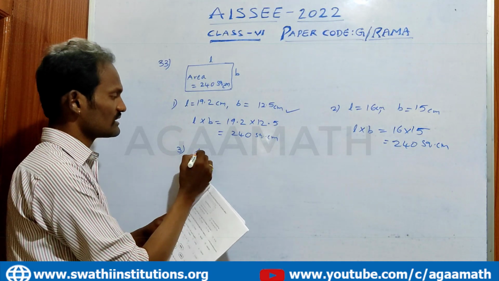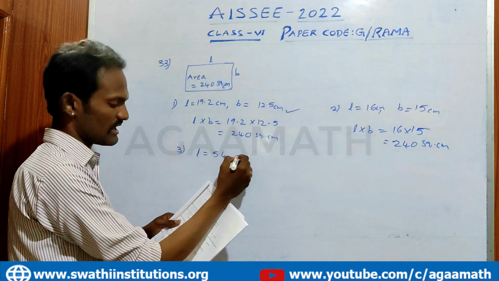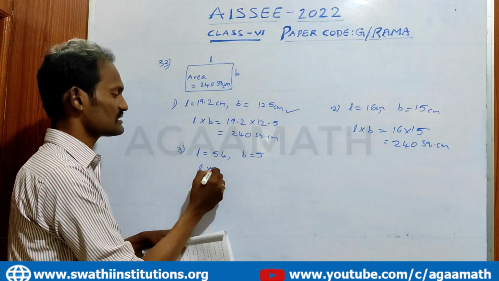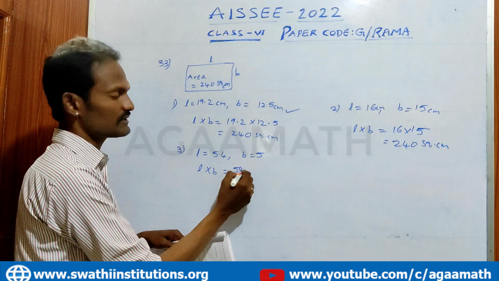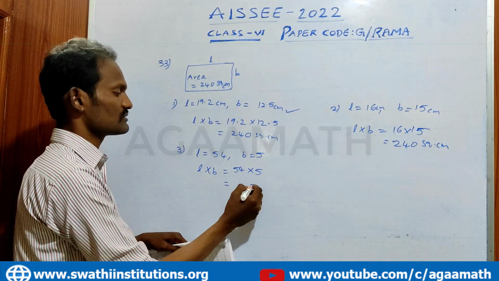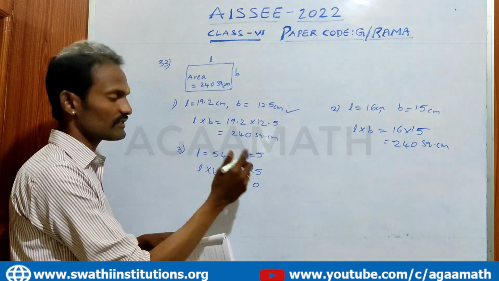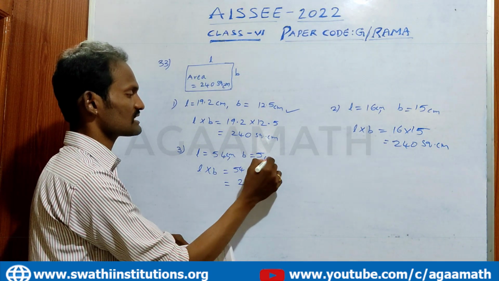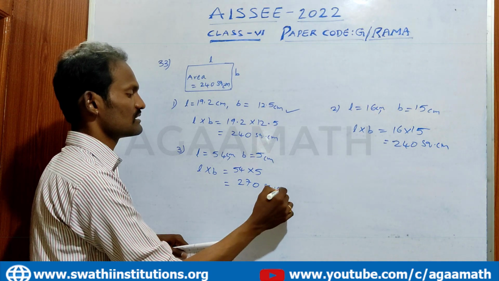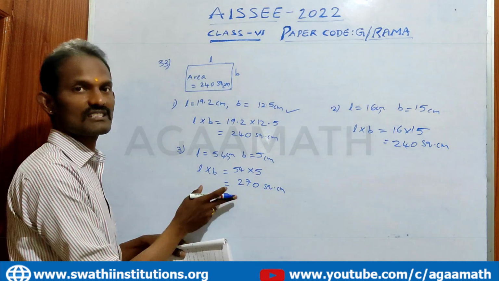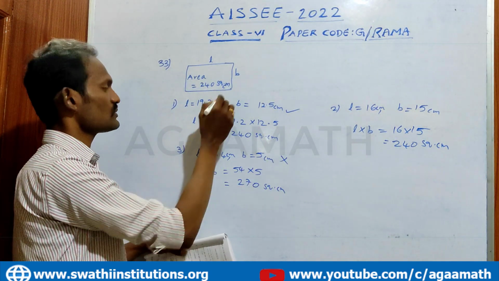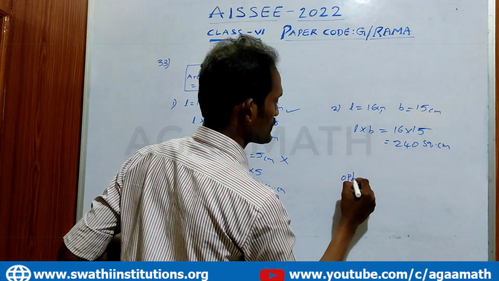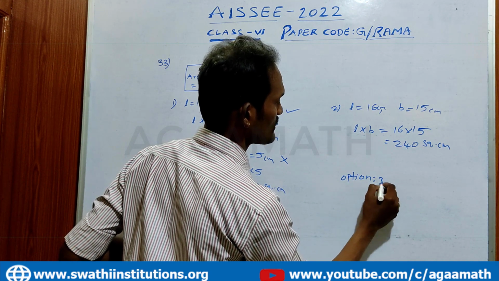So it is L equals 54 and breadth equals 5. So area, length into breadth, equals 54 into 5. So 5 fours are 20, 5 fives are 25 plus 2 is 27, so this would become 270. These are centimeters, so that's what it says. So here, option 3 is the wrong one. According to the question, option 3 is the answer.